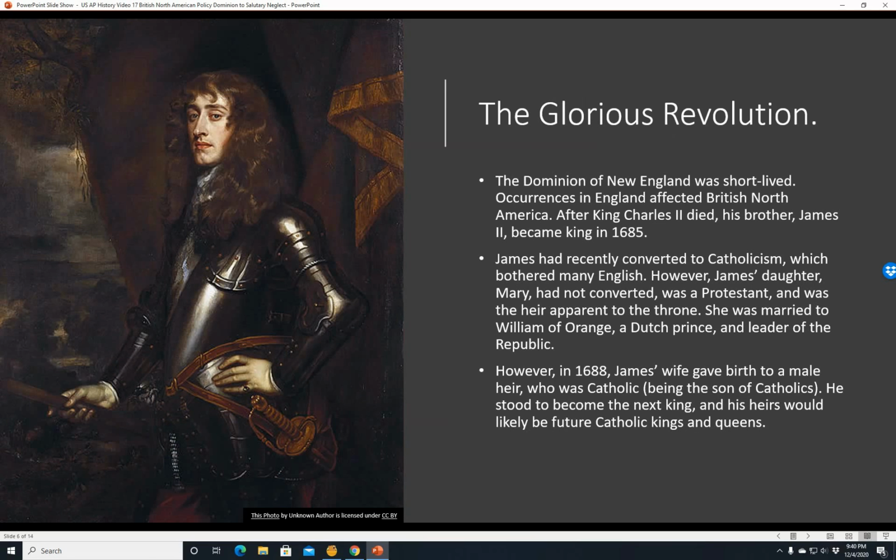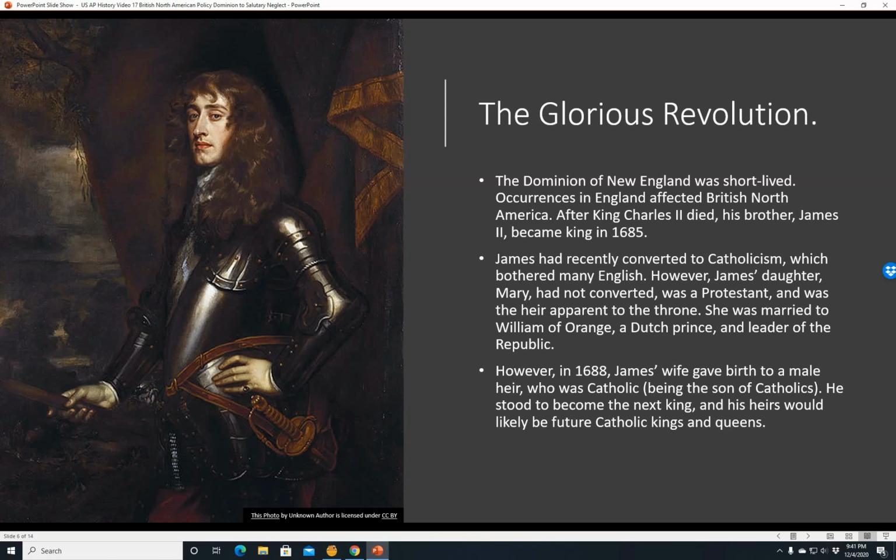Glorious Revolution. The Dominion of New England, as I just said, was short-lived. Occurrences in England affected British North America. After King Charles II died, his brother James II became king in 1685. King James, pictured here, had recently converted to Catholicism, which bothered many of the English. However, James's daughter, Mary, had not converted, was a Protestant, and was the heir apparent to the throne.